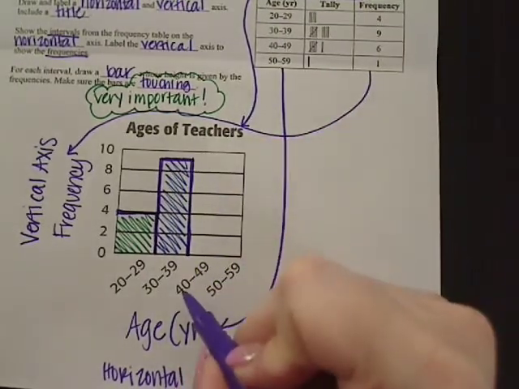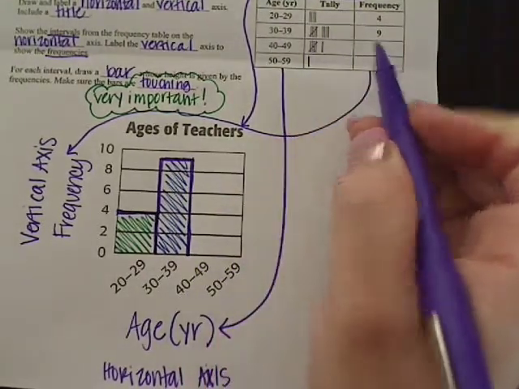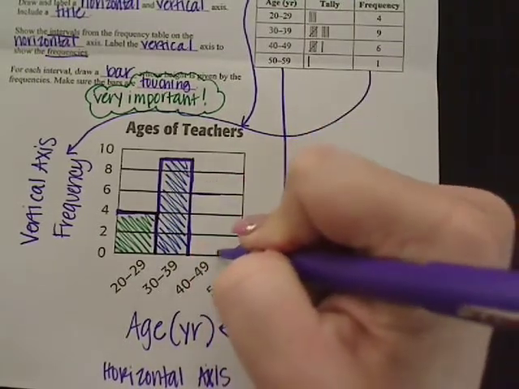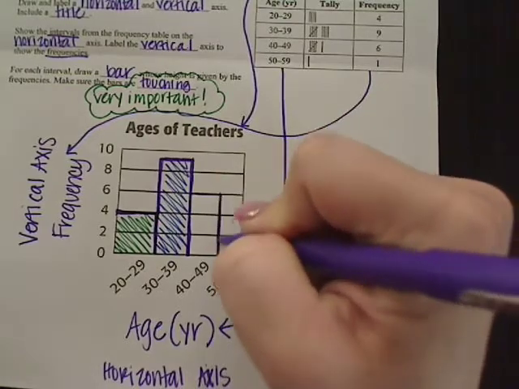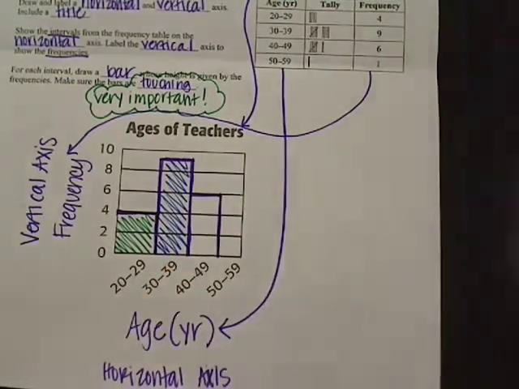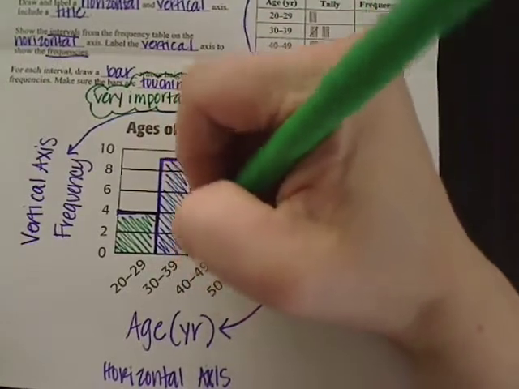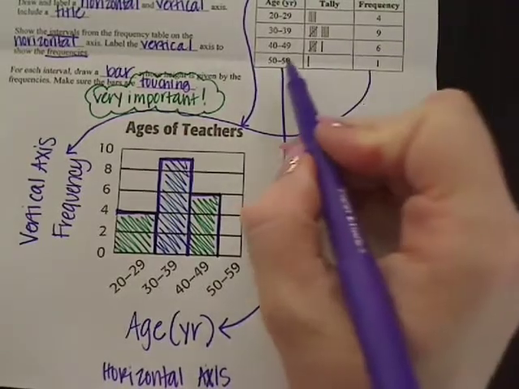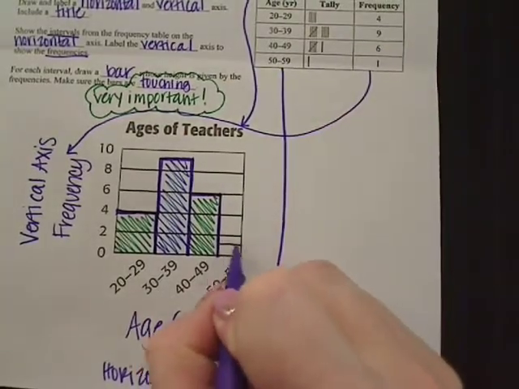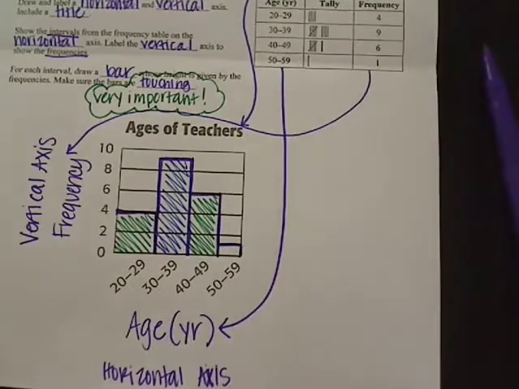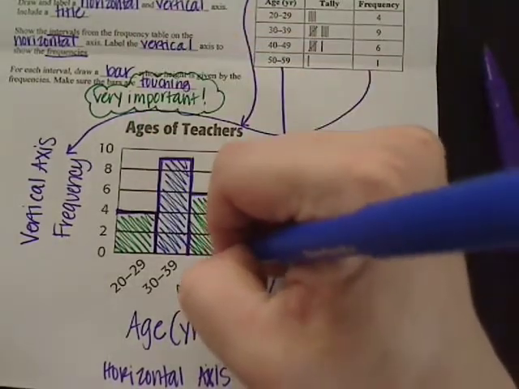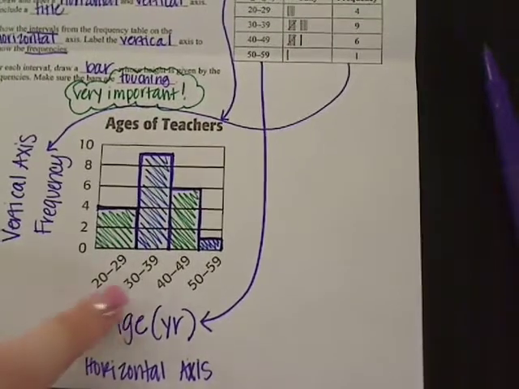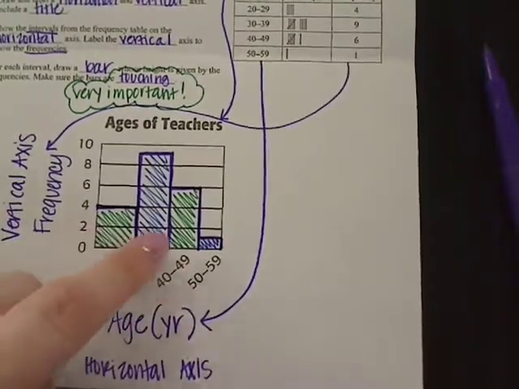And then from age range 40 to 49, well, there were 6 of those, so 6 goes to about here. And extend this line up. Do that in green. And then last but not least, 50 to 59, well, there was only 1 teacher that fell in that category. All right, so this is a histogram because it has intervals and my bars are touching.